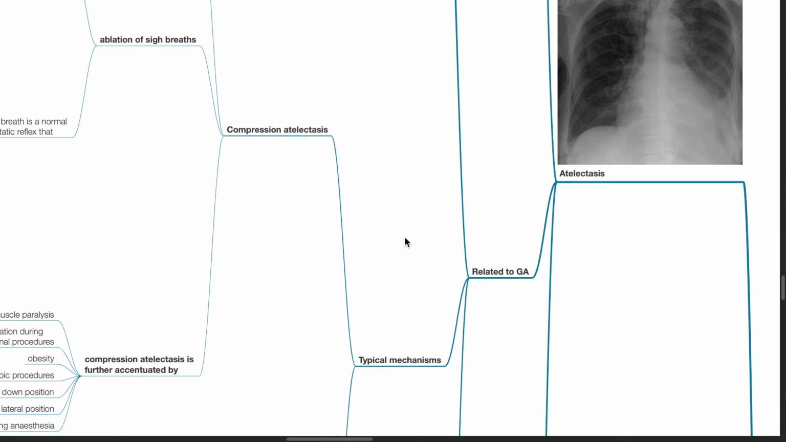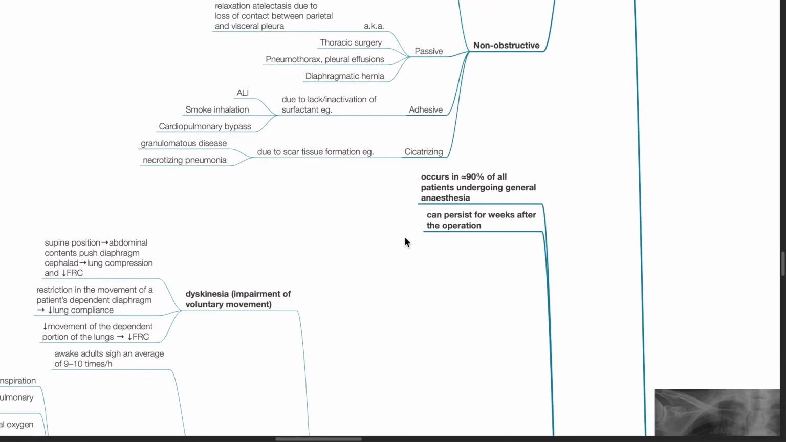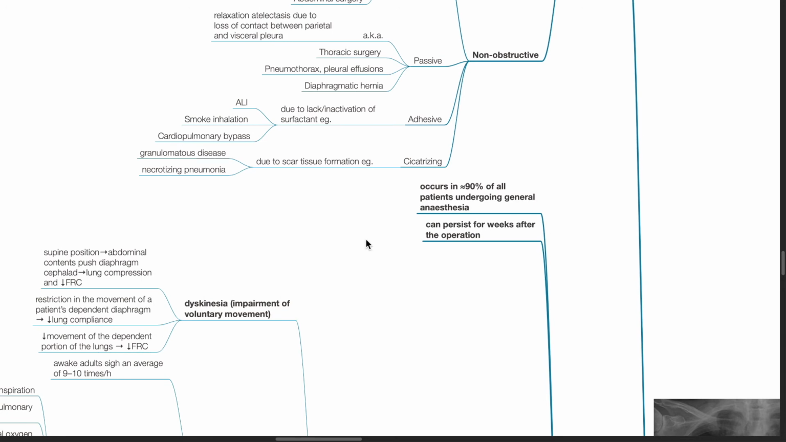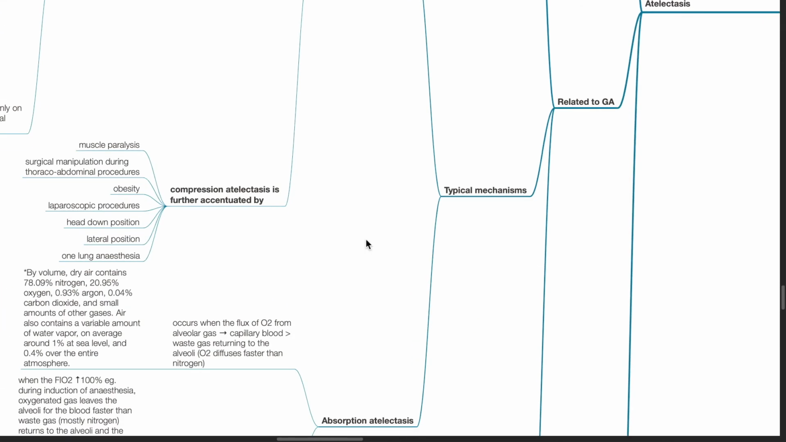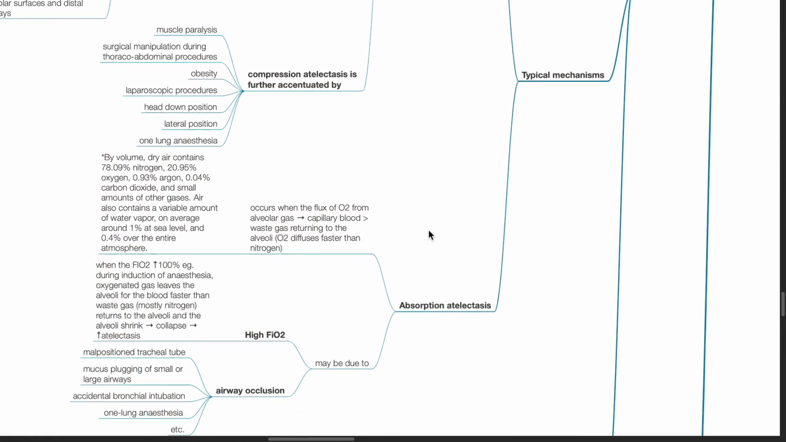Atelectasis related to general anesthesia. Atelectasis occurs in 90% of all patients undergoing general anesthesia and can persist for weeks after the operation. Typical mechanisms include compression atelectasis and absorption atelectasis.